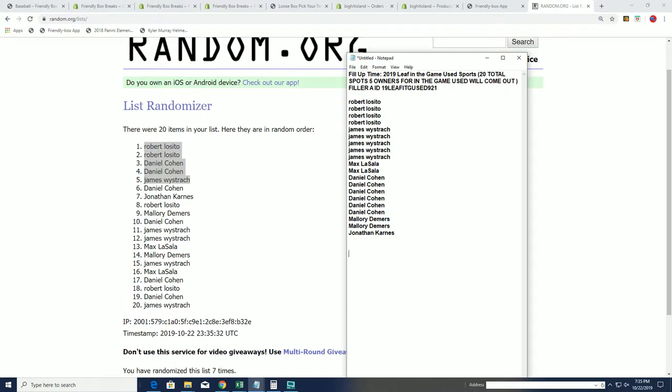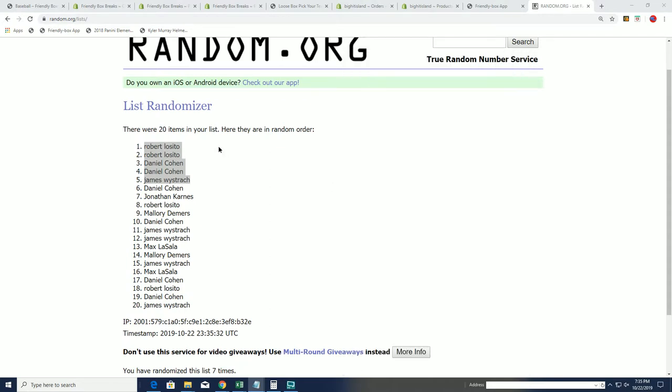So that is our filler A. And those are our winners. Those are our five winners of who got spots in the break for dirt cheap and in the game used.